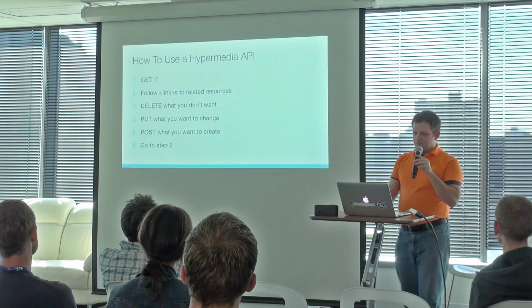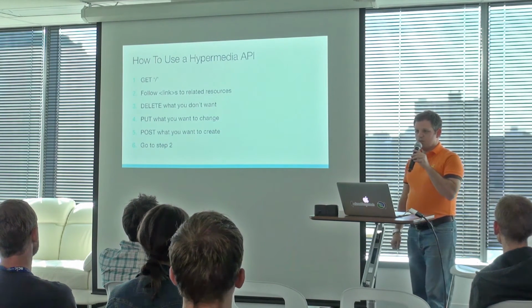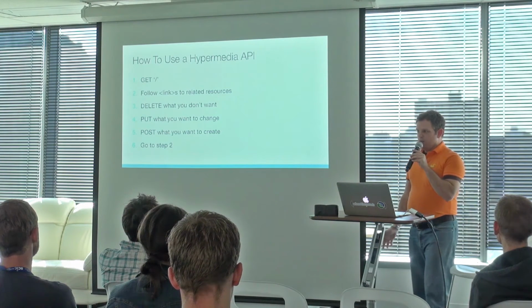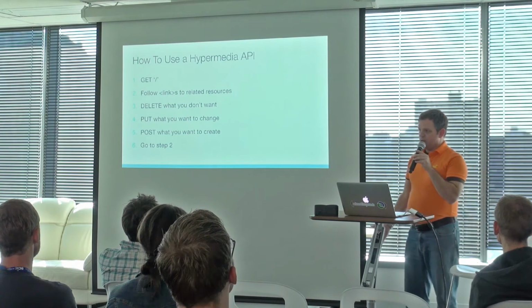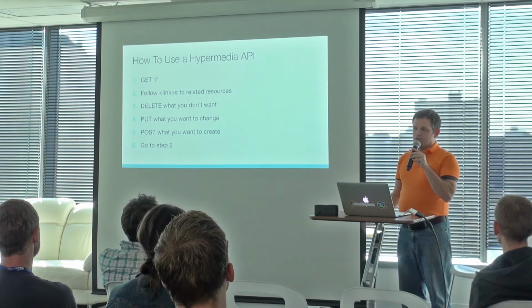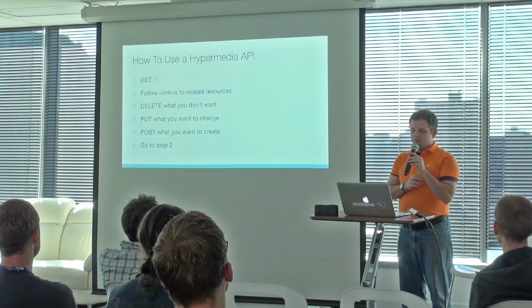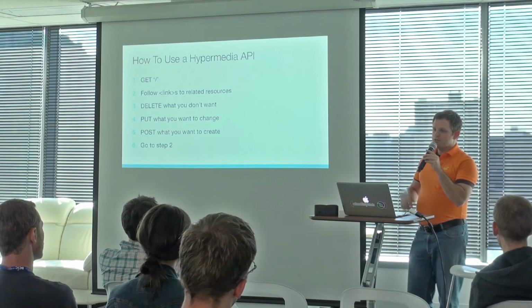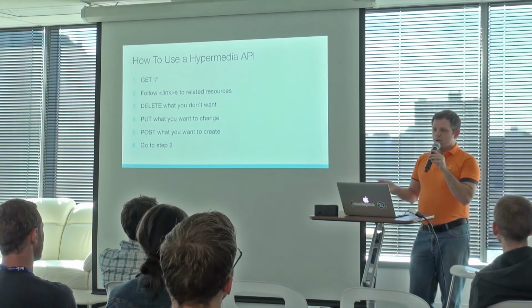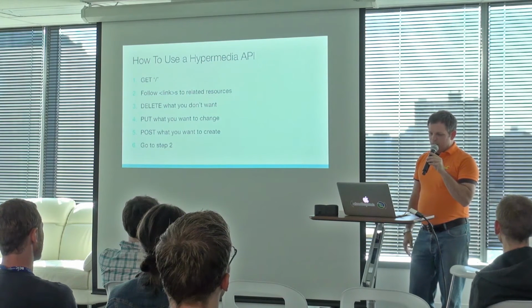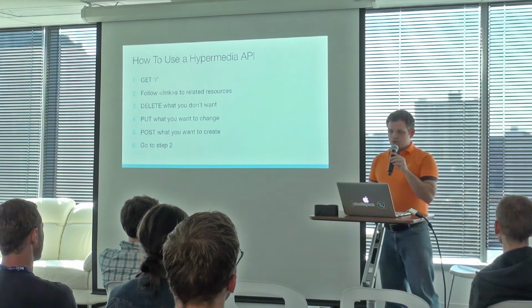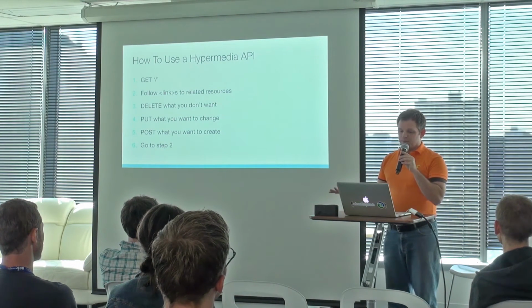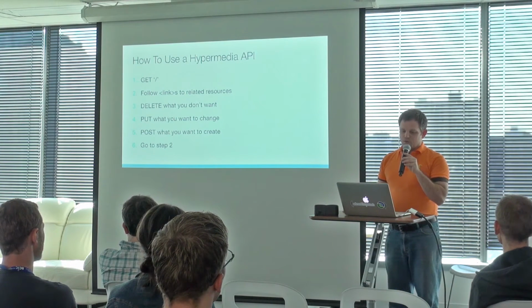Using a Hypermedia API is kind of like browsing. You start at the root, the home page, if you will. You click through links. You follow links with GET. You see something you don't like, you can delete it. Send a DELETE command in HTTP. If you want to change it, you can modify the data and put it back, and that sets the new values to match what you want it to be. If you find a control that allows POST, you can post a form and create a new thing. And then you can go back to step 2 and start again.